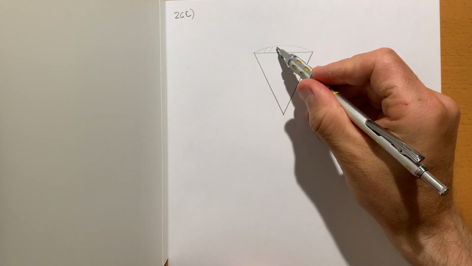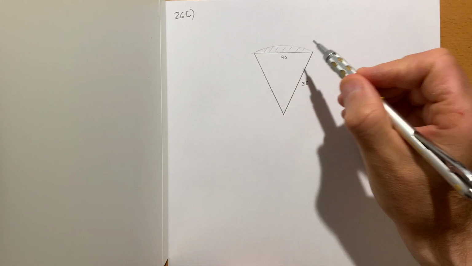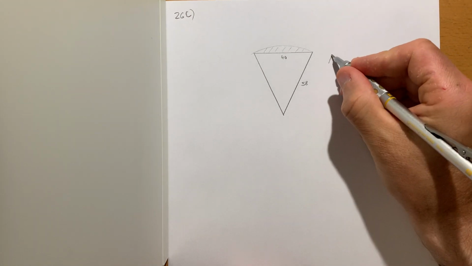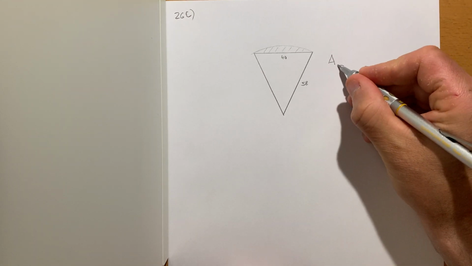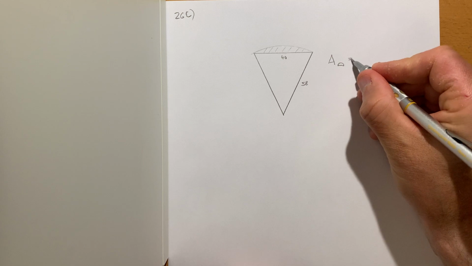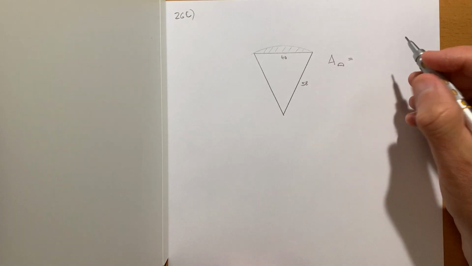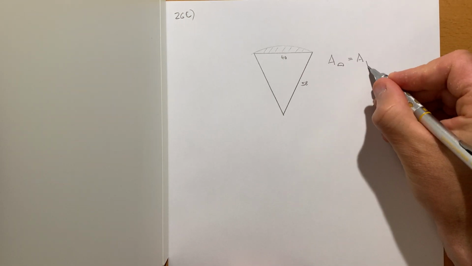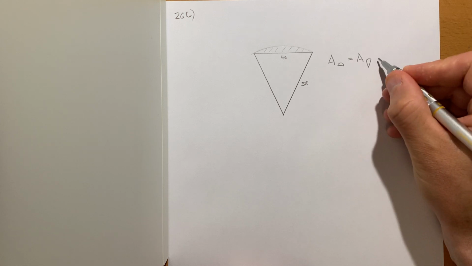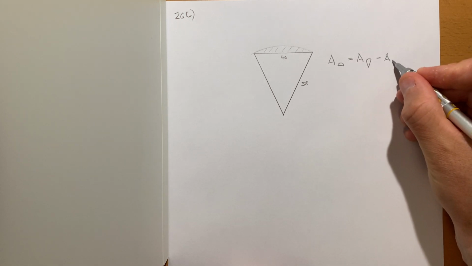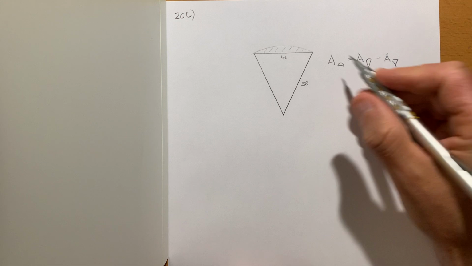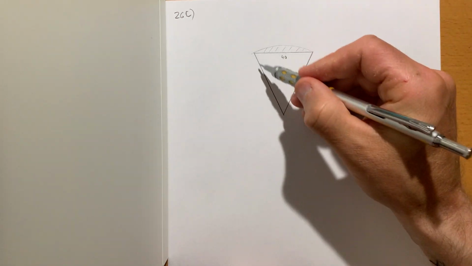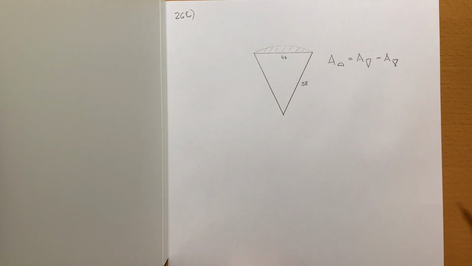Again, we want to work out the area of this circular segment. The idea behind it is always the same thing. The area of the circular segment is the area of the sector minus the area of the triangle down here. So the whole thing minus the area of the triangle.